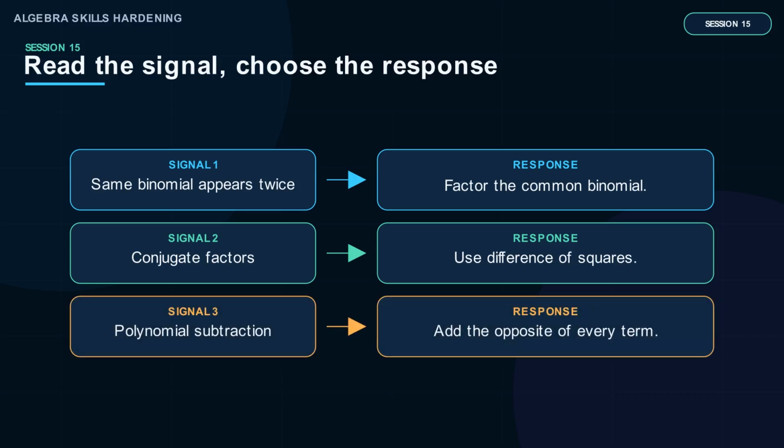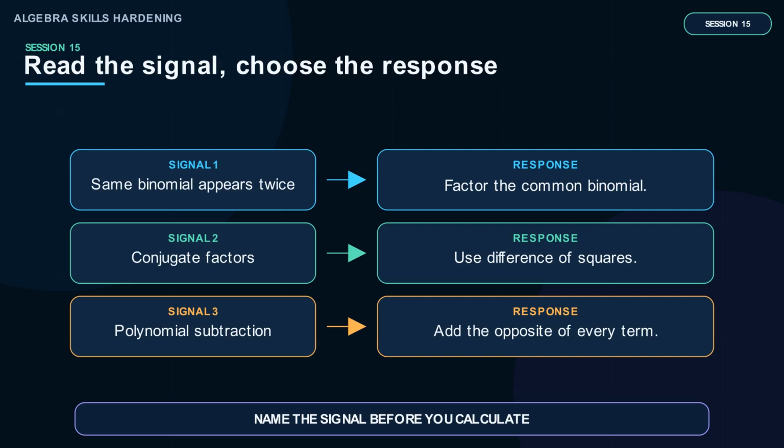Signal 3 is polynomial subtraction. Remember, add the opposite of every term. This separates plausible from valid answers. If you cannot name the signal, slow down. Deliberate classification is faster than repairing rushed algebra.